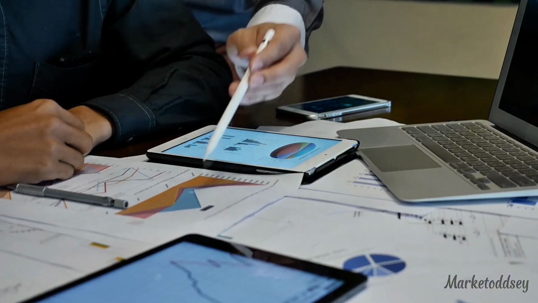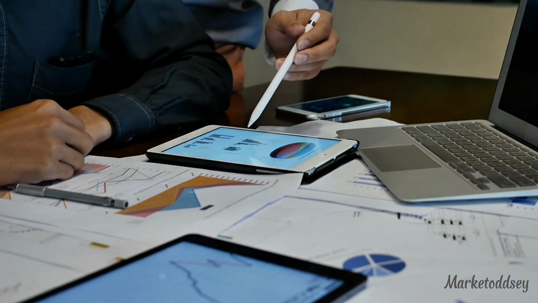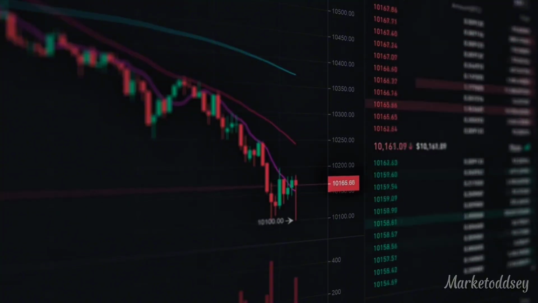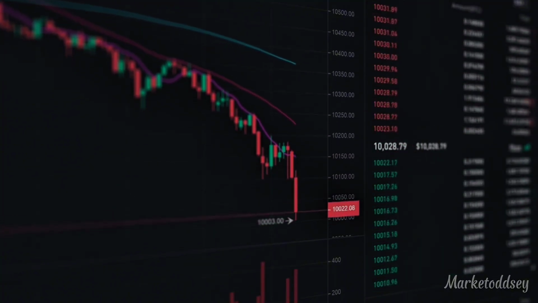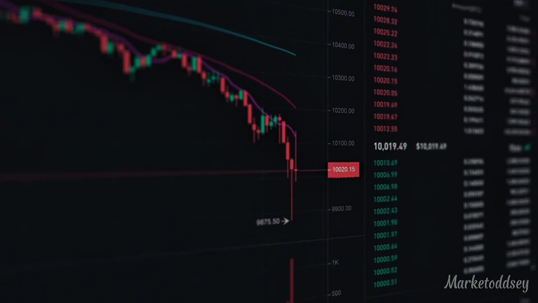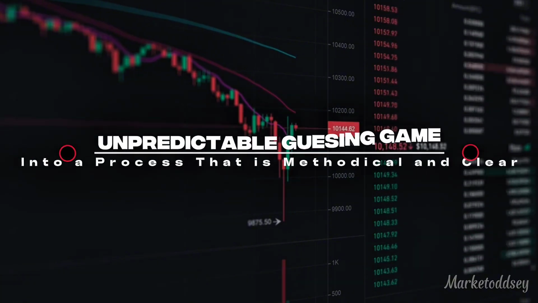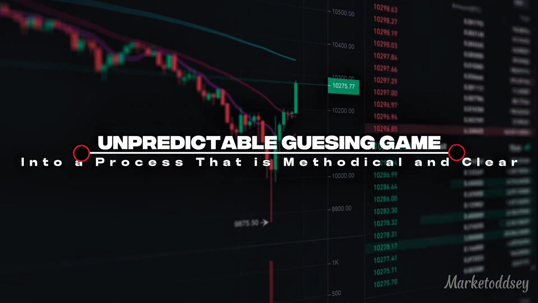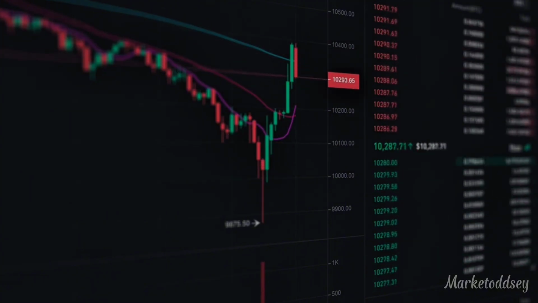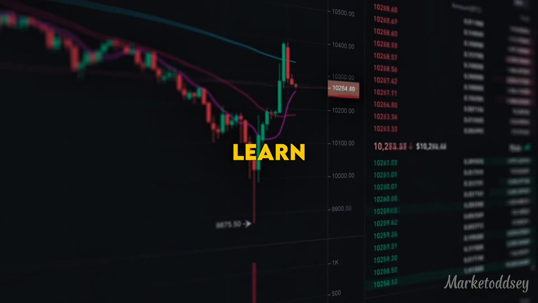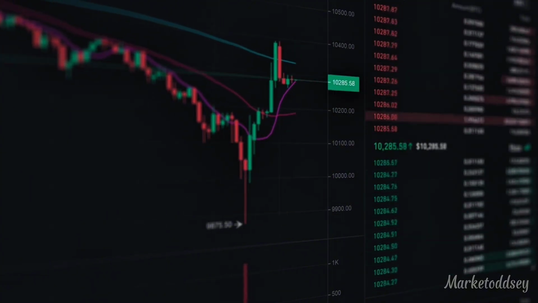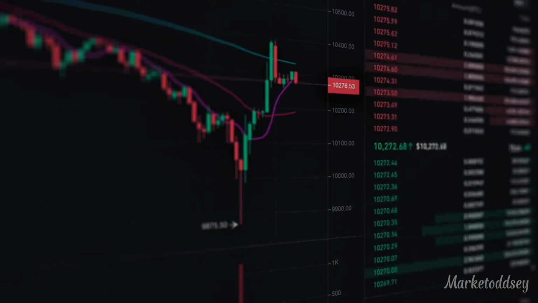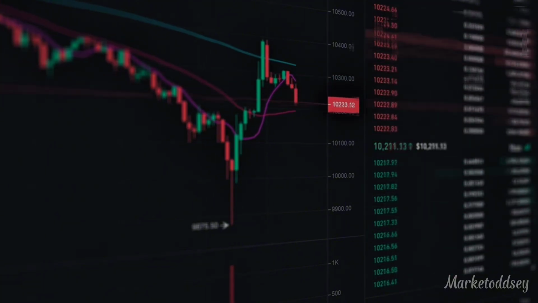By following these steps, you not only apply what you've learned today, but also build habits that will support your growth as a trader. By combining these strategies, you transform trading from an unpredictable guessing game into a process that is methodical and clear. Remember, each trade is an opportunity to learn and improve. With patience and the right strategy, you'll be better positioned to navigate the ups and downs of the market.